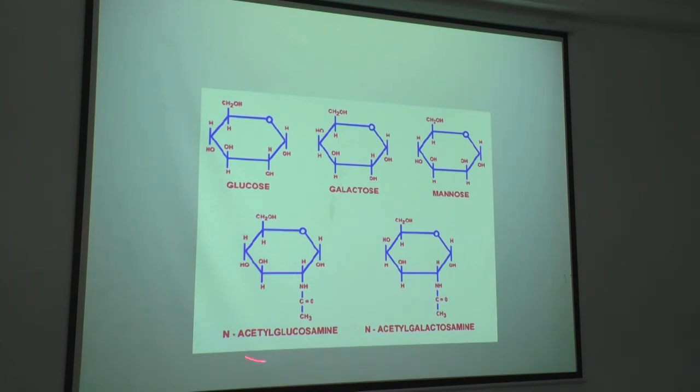This is still glucose. On the second carbon, NH2, then CONH2, so this is N-acetyl glucosamine. This is N-acetyl galactosamine. This is used for making what? Peptidoglycan.